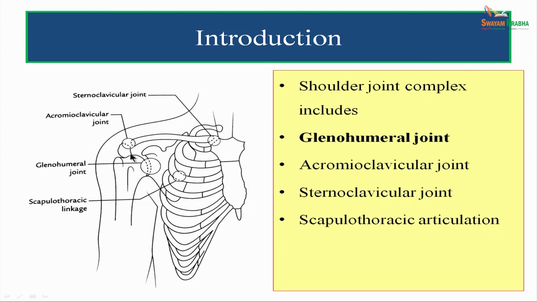In the picture here you can make out all four component joints forming the complex known as the shoulder joint complex. That is the glenohumeral joint, which is otherwise commonly known as the shoulder joint, the acromioclavicular joint, the sternoclavicular joint and the scapulothoracic articulation. In today's session, we are going to discuss only the shoulder joint per se.